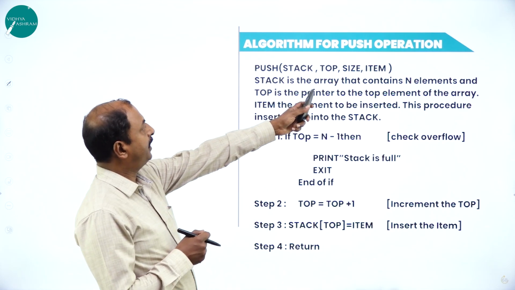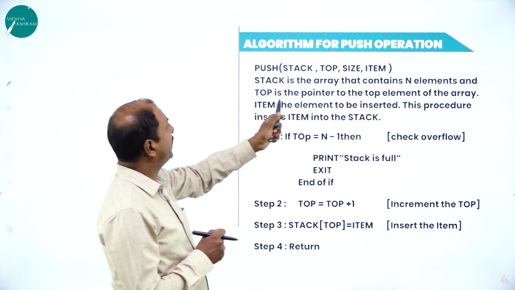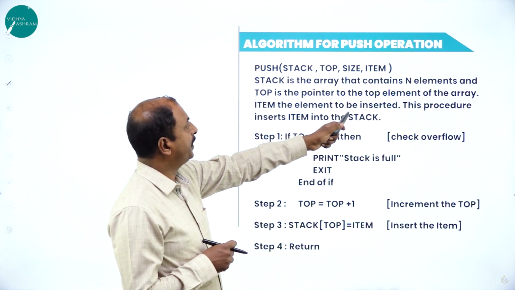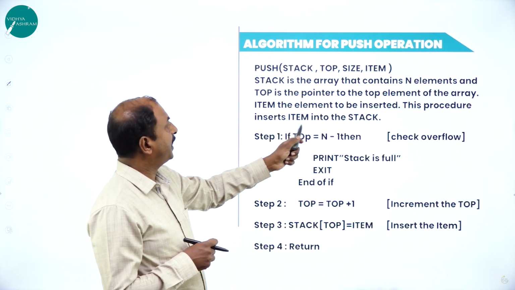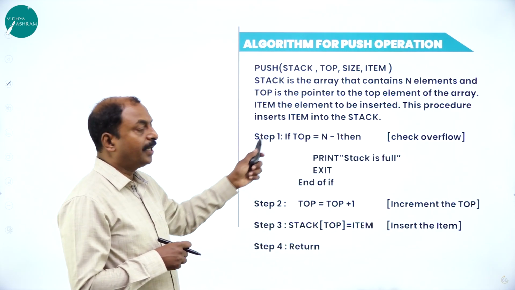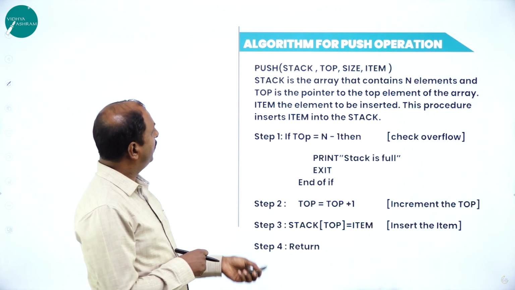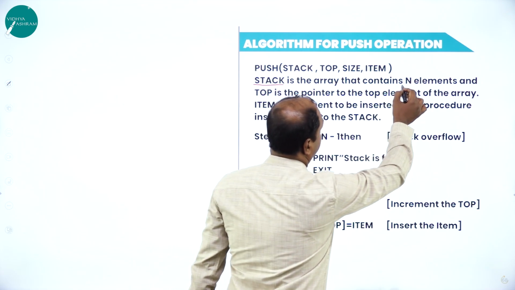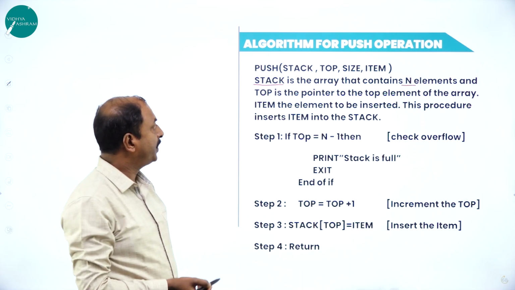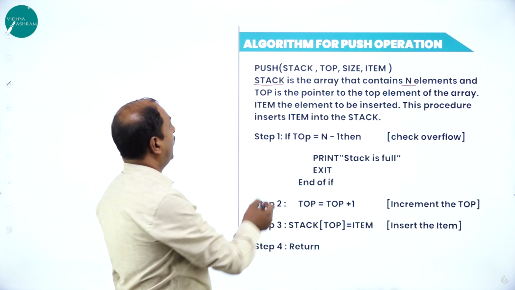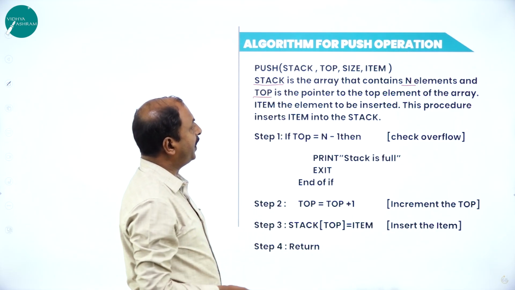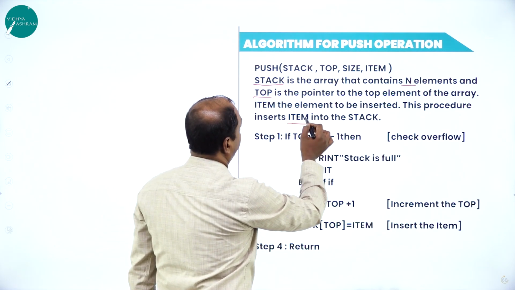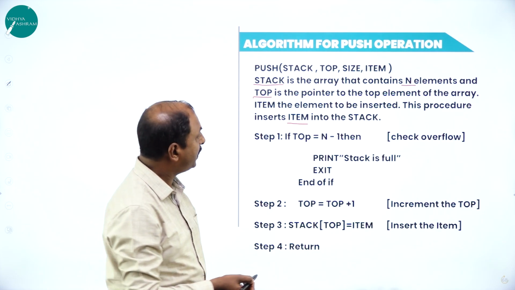Now, stack is an array that contains n elements, and top is a pointer to the top element of the array. Item is the element to be inserted. This procedure inserts an item into the stack. So this algorithm inserts one element into the stack. In this example, stack is the name of an array. Its size is n elements, and top is the pointer where insertion and deletion take place. And here item is the new element, a data item to be inserted into the stack.